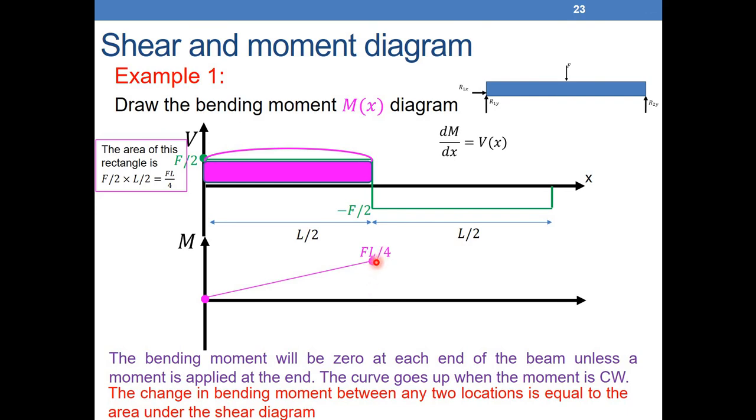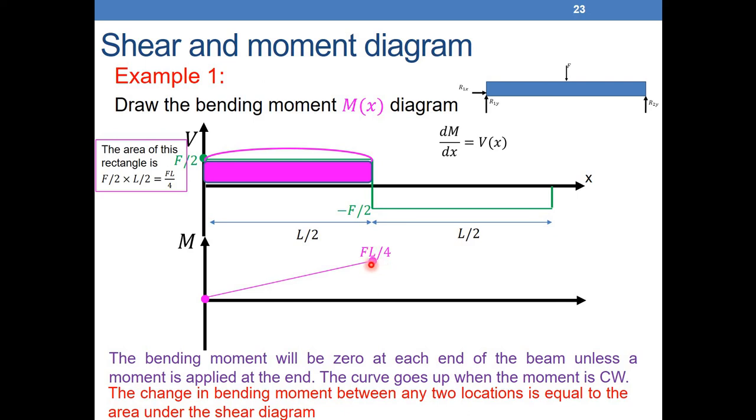Why? Because I don't have any external moment acting here. I just have an external force. The external force here, the F, does not change the continuity of the bending moment. So I don't go, for example, here from F over 2 to minus F over 2. Here I have FL over 4. I need to stay at FL over 4. In the next example, we can see where we might have a jump, but here we need to continue from FL over 4.